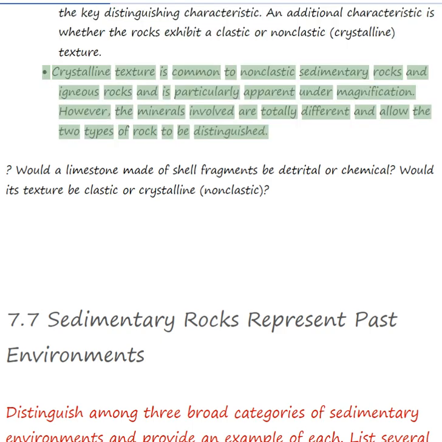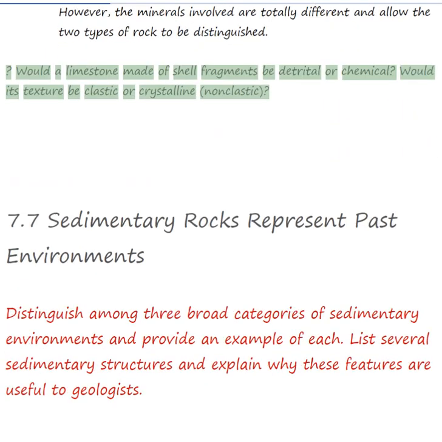Crystalline texture is common to non-clastic sedimentary rocks and igneous rocks and is particularly apparent under magnification. However, the minerals involved are totally different and allow the two types of rock to be distinguished. Would a limestone made of shell fragments be detrital or chemical? Would its texture be clastic or crystalline?